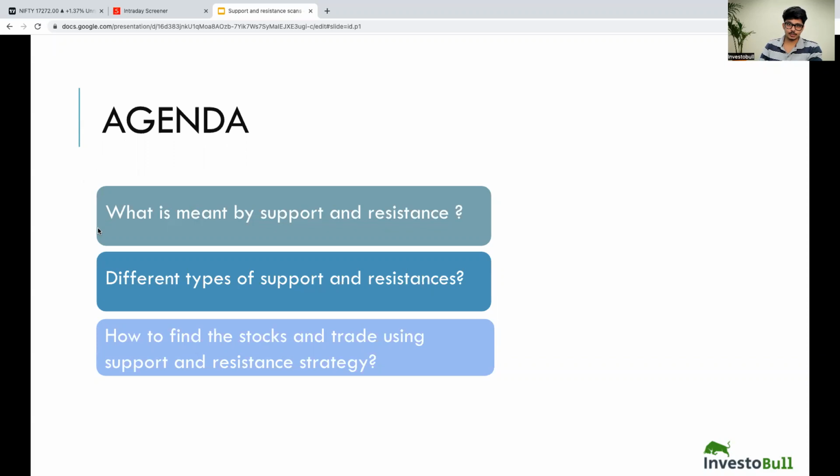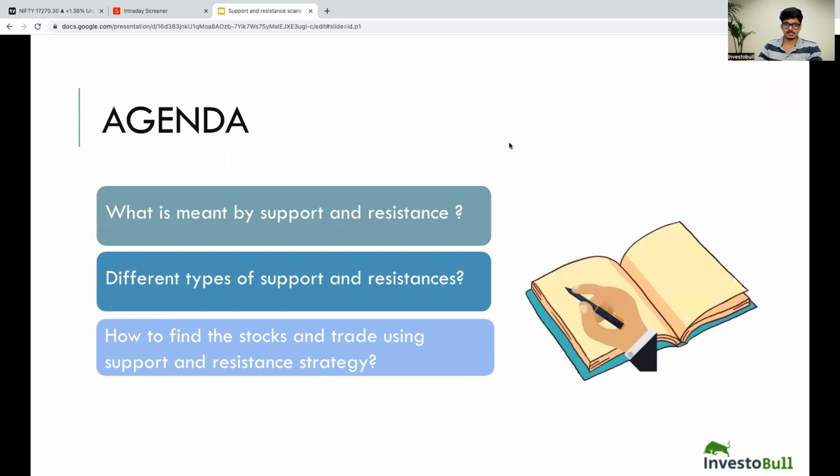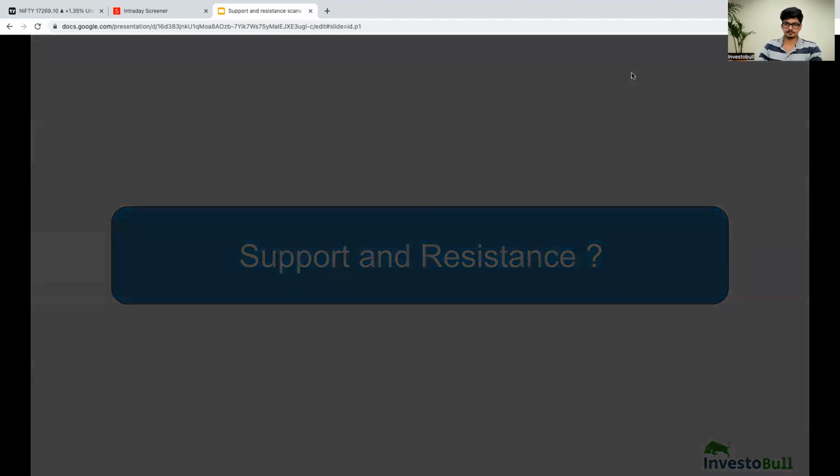By the end of the video, you'll be able to understand what is meant by support and resistance, different types of support and resistance, and how to find the stocks and take trades using a support and resistance strategy. Firstly, we'll discuss what is meant by support and resistance.